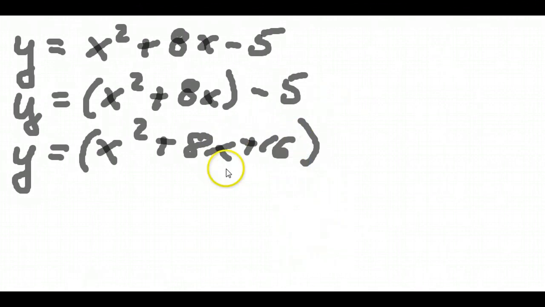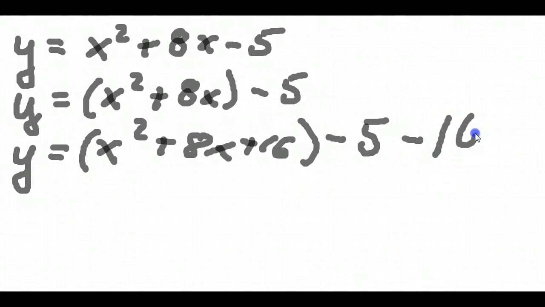But if we're adding this plus 16, it changes our equation. So outside the parentheses, we have a minus 5. From that minus 5, we subtract 16, and it doesn't really change it, but it allows us to do the complete the square. So again, let me read it to you what we have. y equals open x squared plus 8x plus 16 close parentheses minus 5 minus 16.